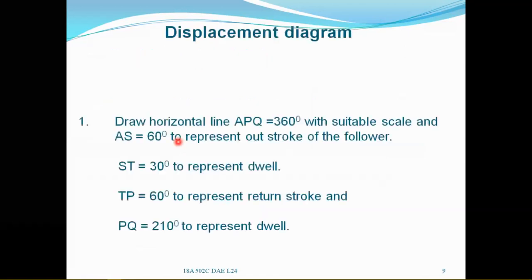Now let us see the displacement diagram. Draw a horizontal line APQ, which is equal to the 360 degrees of cam rotation, that is one revolution, with a suitable scale. AS is 60 degrees to represent the outstroke of the follower, ST is 30 degrees to represent the dwell period, TP is 60 degrees to represent the return stroke, and PQ is 210 degrees to represent the dwell for the remaining period.